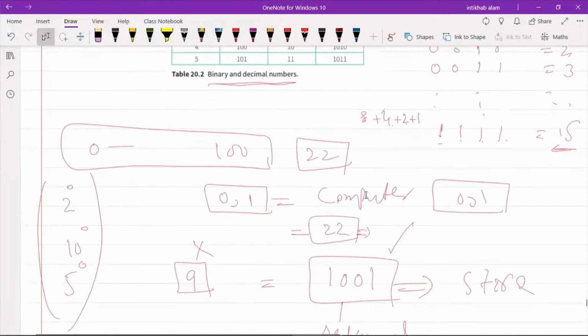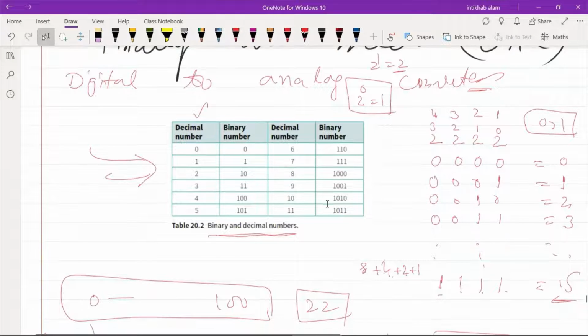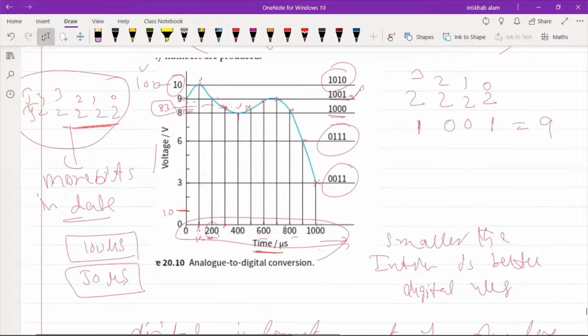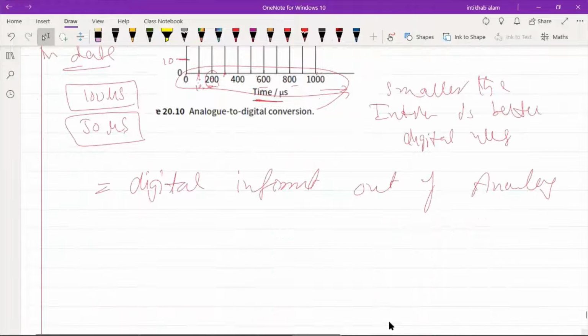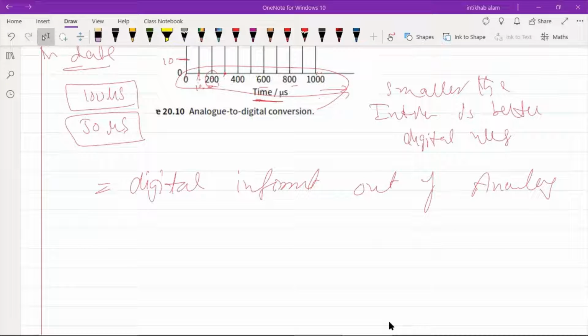So use of the binary information, which we have just studied, 2 raised to the power 0, 1, 2, 3 system, and the number of steps we have on the x-axis, we were able to get the information in the form of this over here. Okay, beta. So this is how we convert analog to digital.